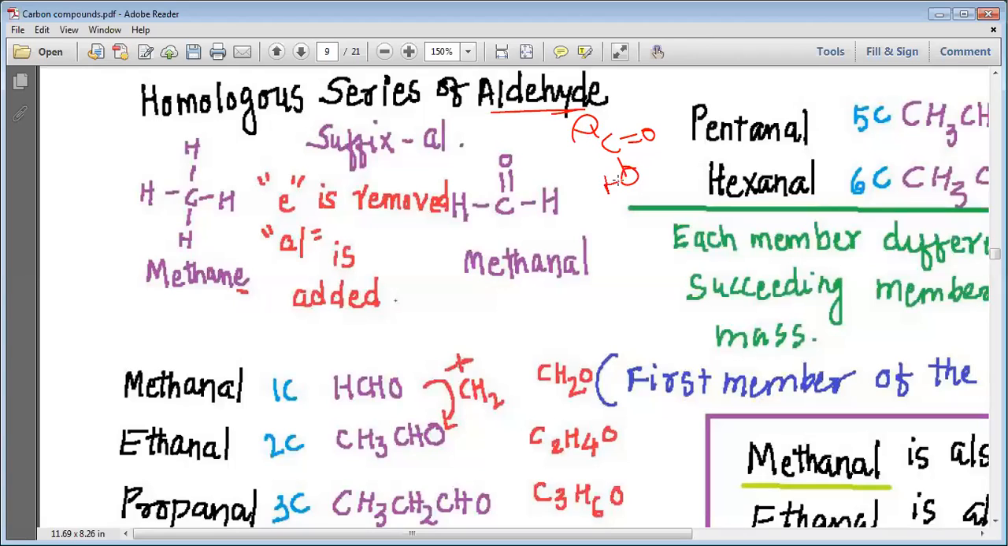But if you join at least one hydrogen, then this type of compound is known as an aldehyde. If you join hydrogen both ways, that is also an aldehyde, and that is why to make an aldehyde we need a minimum of one carbon. That is the reason, my dear students, that we can start the homologous series of aldehyde with one carbon.